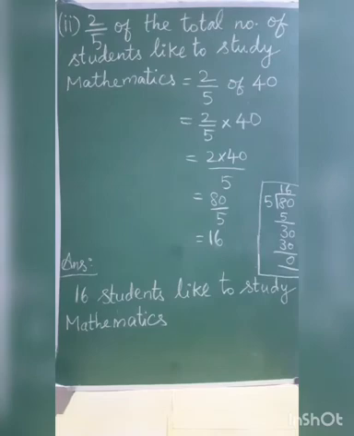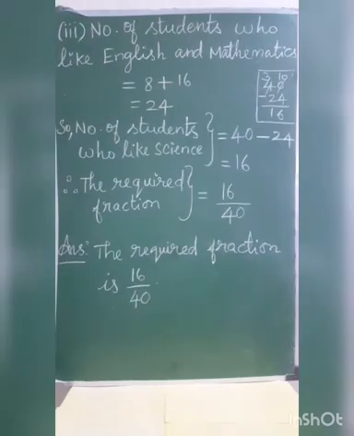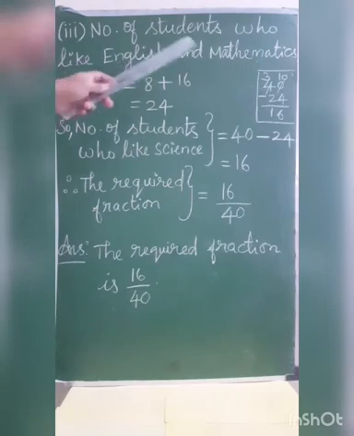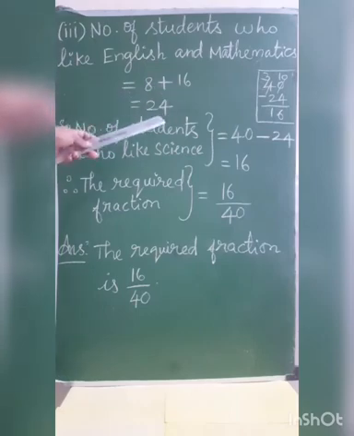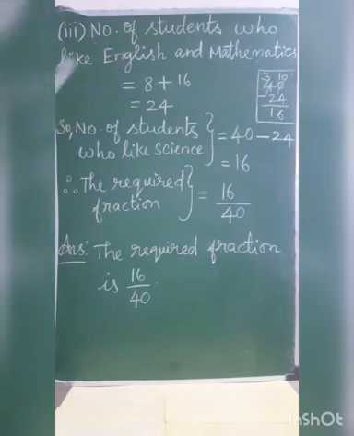In the next sum we find the fraction of the total number of students who like to study science. The third question is the fraction of the total number of students who like to study science. Here first we see the number of students who like English and mathematics. 8 students like English, 16 students like mathematics. First we total these two numbers of students. So 8 plus 16, your answer is 24. 24 students like to study English and mathematics. The remaining students like to study science.